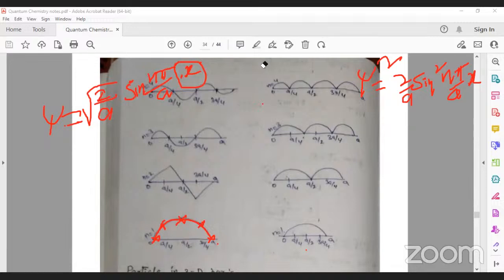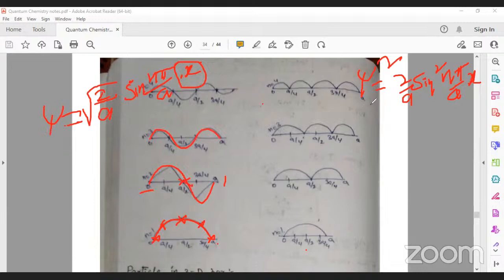If n is equal to 2, by substituting x values from 0 to a, again we get this type of lobe. One is a positive lobe and the other is a negative lobe. This is at the a by 2 position. For n equal to 3, there is one positive lobe, a negative lobe, and one more positive lobe. For n equal to 4, there are two positive lobes and two negative lobes.